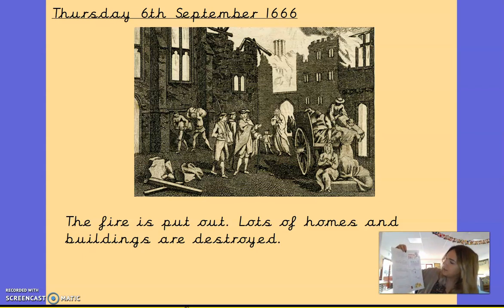So it burned for 5 days. Well, on the 5th day, it finally got put out. So it burned all day Sunday, Monday, Tuesday, Wednesday, and was finally put out on Thursday after destroying much of London, ruining lots of people's homes and lots of important buildings.